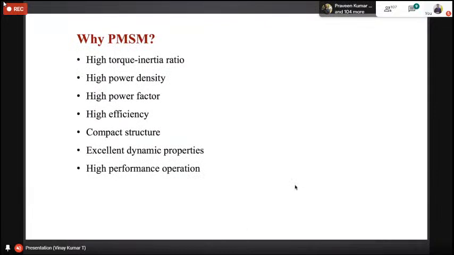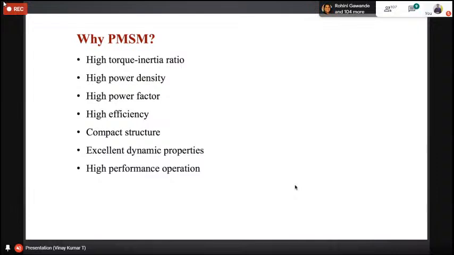Next, why PMSM? Why PMSM machine? Day-to-day applications of the PMSM machine are in domestic application, industrial application, electric vehicle application, aerospace application. Why does this machine become very powerful compared to other special machines, right? The main features of the PMSM machine are high torque inertia ratio and more power density. If power density is more, automatically dynamic response will also improve. Next, power factor is also very good.